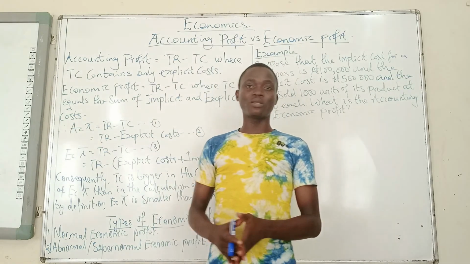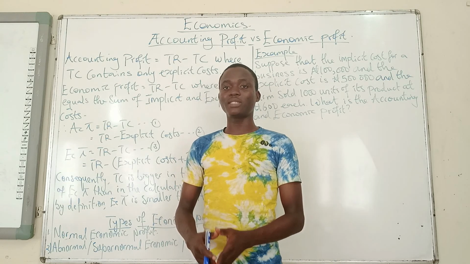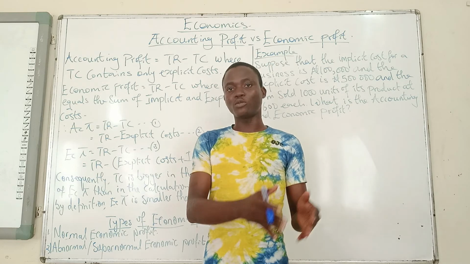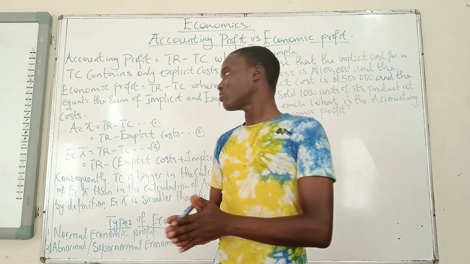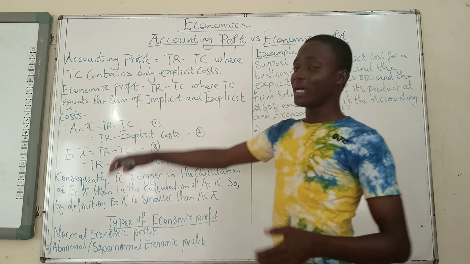So whatever it is that you are spending on them, then it also adds whatever income that you could have generated from the next best alternative that you could have put your resources into. So when you now put all of those together, that now constitutes the total cost that an economist looks at.